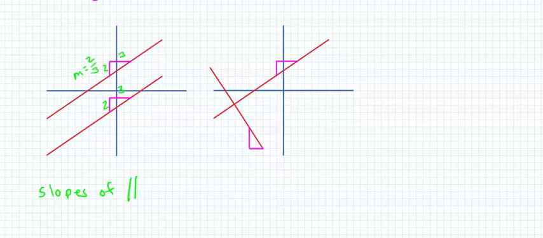well, badly drawn. Parallel, the symbol looks like this. Parallel lines are the same. This is a standard symbol in geometry, meaning parallel.